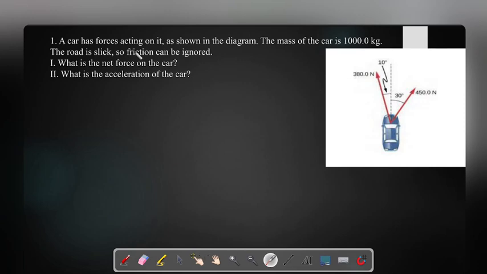We'll start with part 1, which requests us to find the net force, also called the resultant force. It is just the summation of all the forces acting on this car. As you can see, our two forces are acting at an angle on this car. Therefore we're going to resolve all the forces in the x and also in the y, because they have x and y components.